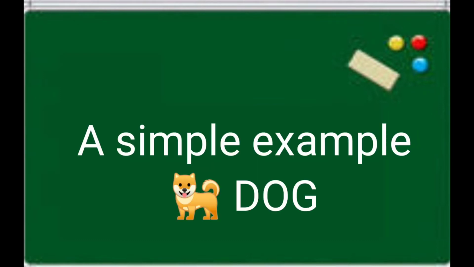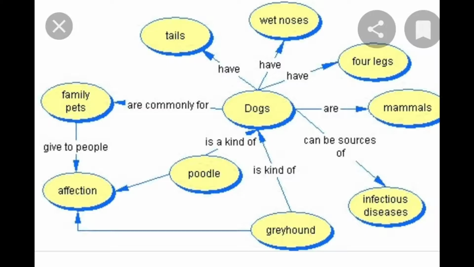Now let us see the concept map with a simple example, that is a dog. If I talk about a dog, what all things are coming into your mind? The dog has a tail, it has a wet nose, it has four legs, it is coming under the group mammal, and there are many varieties or breeds of dog, and they are very affectionate pet animals, and at the same time it can be a source for some infectious diseases. All these things immediately come into your mind.